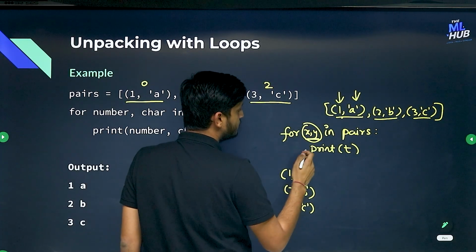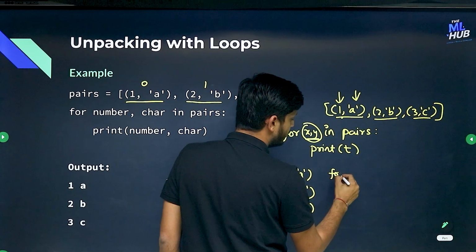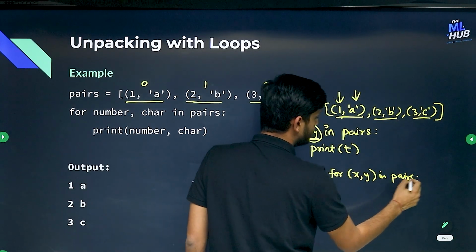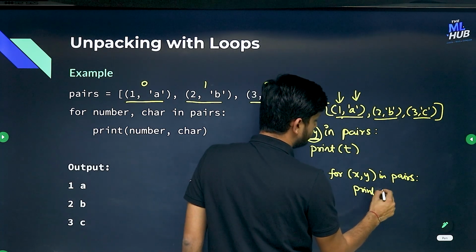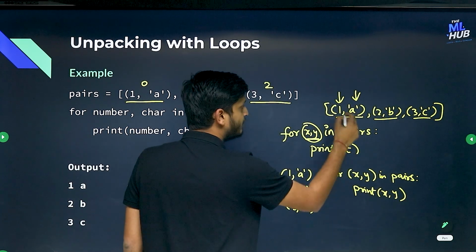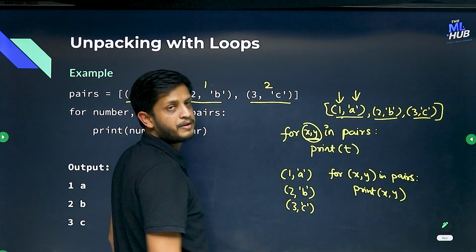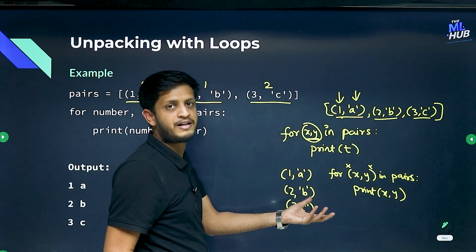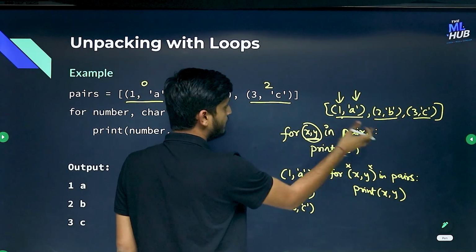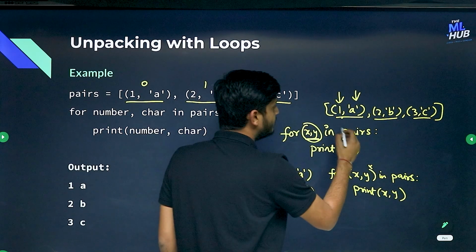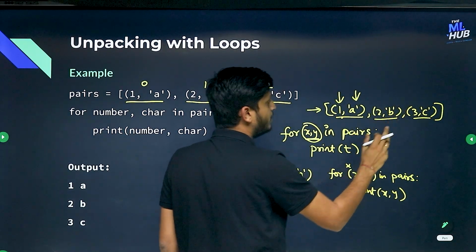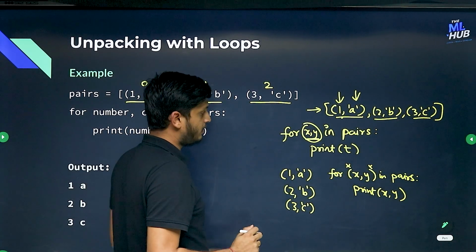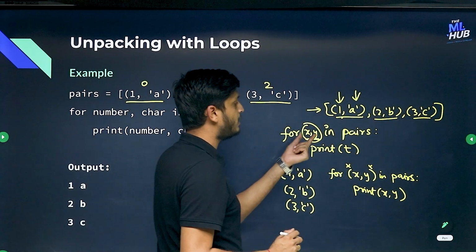You can write it like this, with the brackets also, or like this: for x comma y in pairs, print x comma y. Here x will take the first value and y will automatically take the second value in all the pairs. You can skip the brackets as well, because unpacking and packing can happen without parentheses, and it will work fine. But the list should always contain tuples with two values. If a tuple contains 3 values, you will get an error because you will not be able to unpack it. Always remember that the number of elements should be equal to the number of variables.